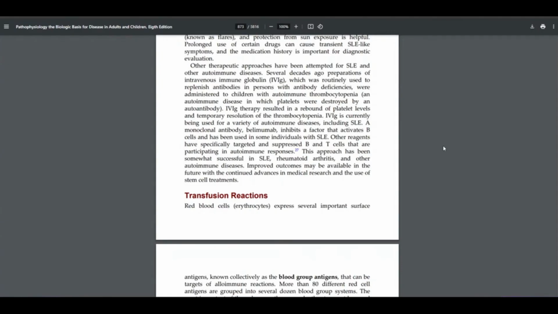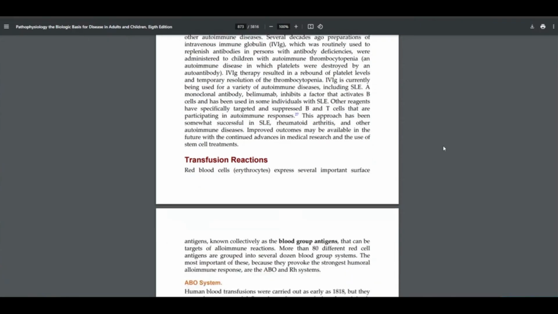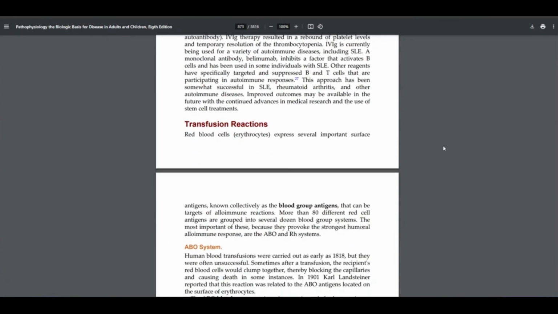A monoclonal antibody, belimumab, inhibits factors that activate B cells and has been used in some individuals with lupus. Other reagents have specifically targeted and suppressed B and T cells that are participating in autoimmune responses. This approach has been somewhat successful in lupus, rheumatoid arthritis, and other autoimmune diseases. Improving outcomes may be available in the future with the continued advances in individual research and the use of stem cell treatments.